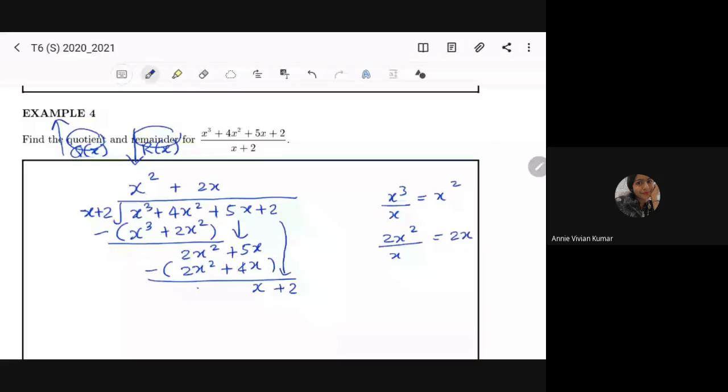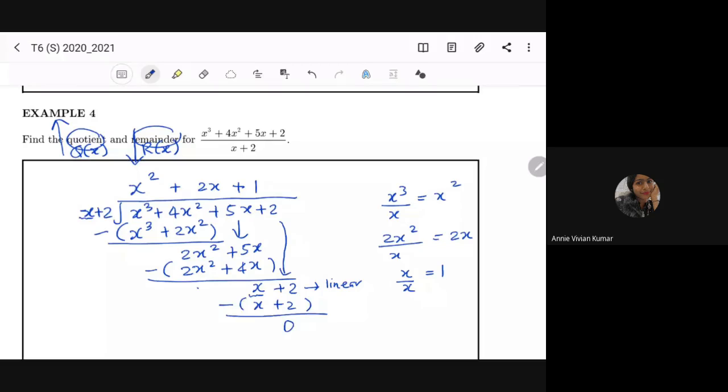Okay, x plus 2 is linear. Your remainder now is linear. Divisor is also linear. So we cannot stop. Okay, proceed. Divide one more time. The highest is x, divide by the highest of the divisor, which is also x. So we will get 1. So plus 1. Okay. 1 times x plus 2 is x plus 2. We subtract. So we will get 0 remainder.